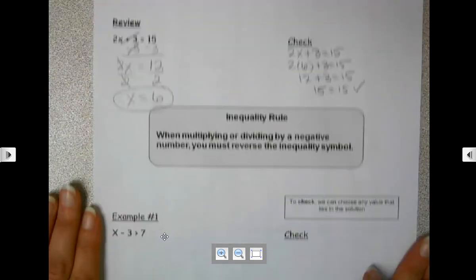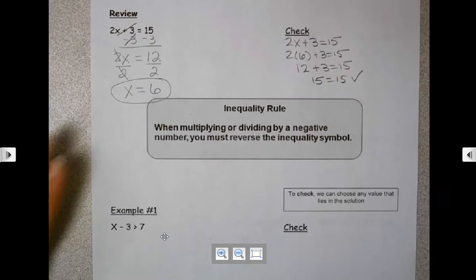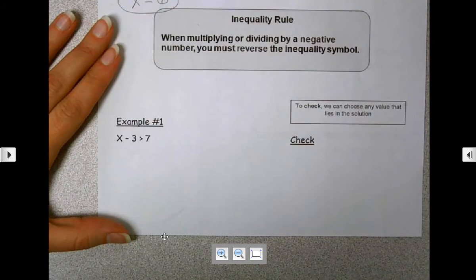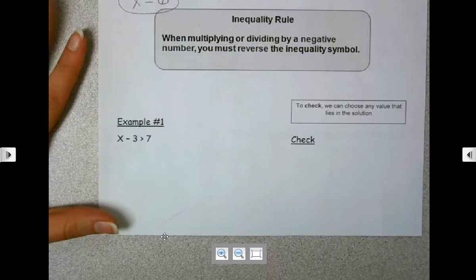Okay. Now, moving on to inequalities, one of the big rules that we have to remember is that when we are multiplying or dividing by a negative number, we must reverse the inequality symbol. And we do that in order to make sure that the inequality is a true statement. So our first example is x minus 3 is greater than 7.